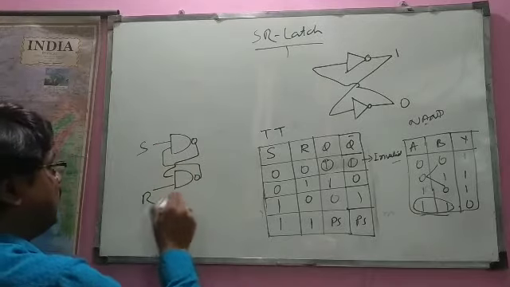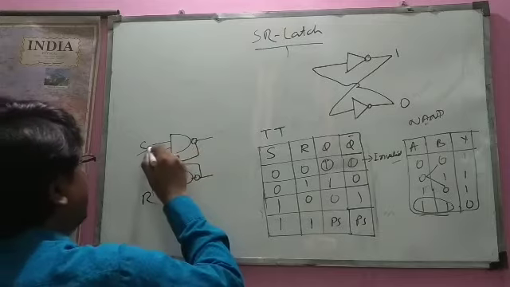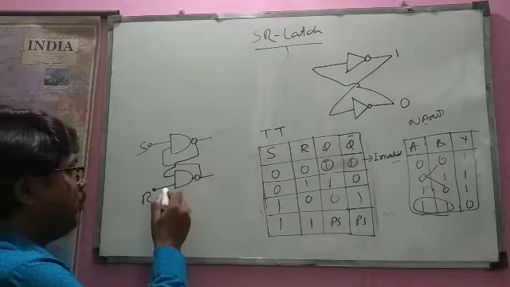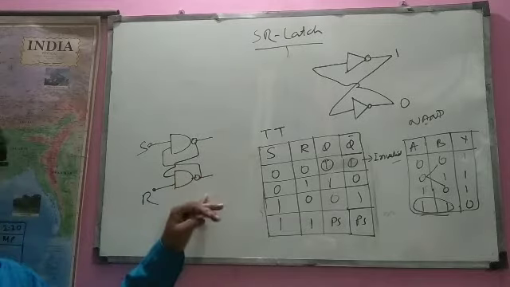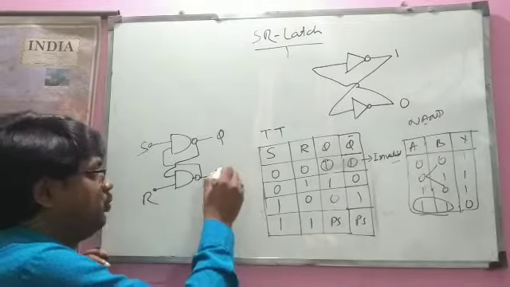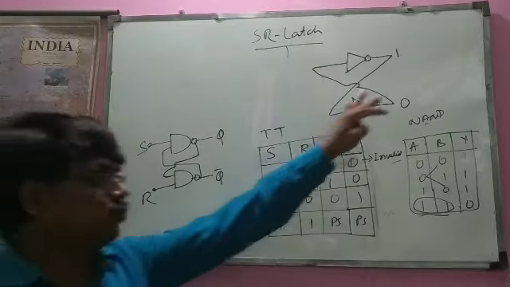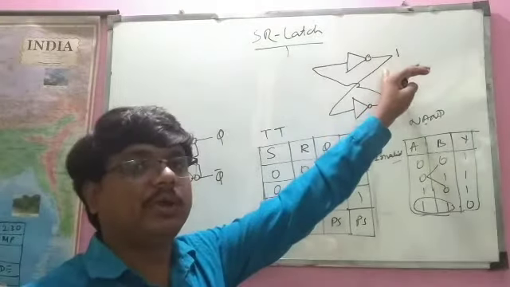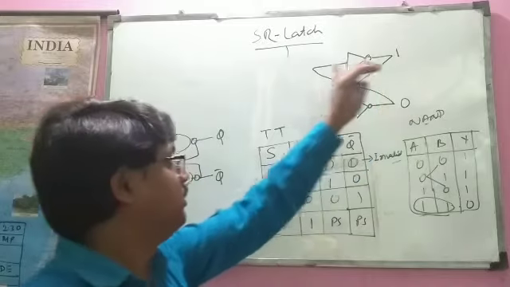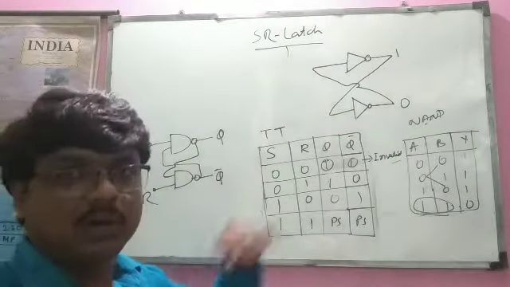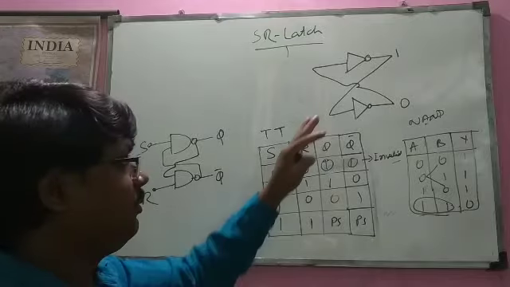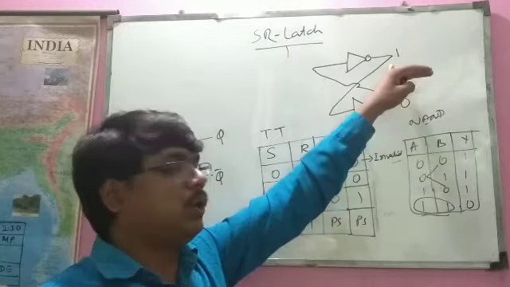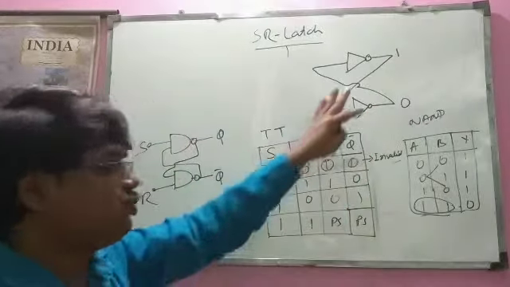This is S and this is M. Now, see, now we can change the output to our desired level or not. This is Q and this is Q bar. This was also a memory element, but we were not able to change its output according to our need or according to us. Okay, if we are not able to change the output according to us, then it is of no use.